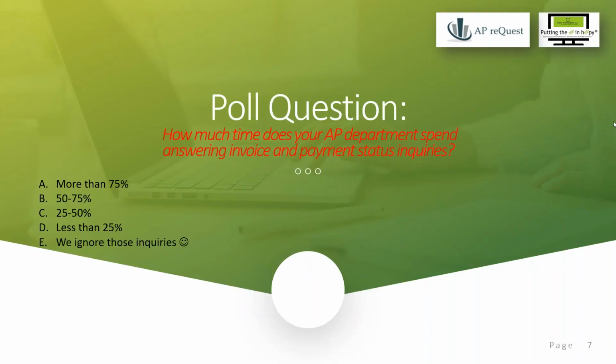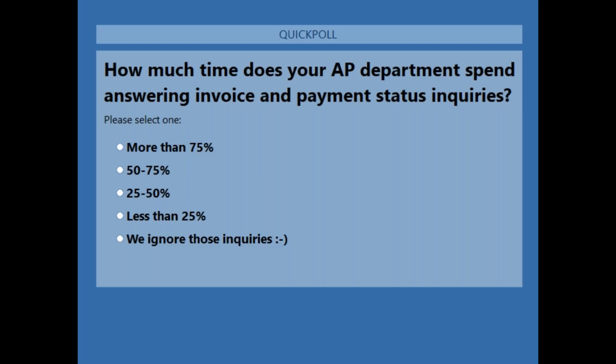So now, before we get into it, we're going to start with a poll. Let me launch that. Okay. And this is, how much time does your AP department spend on answering invoice and payment inquiries? More than 75%, 50 to 75%, 25 to 50%, less than 25%, or hopefully nobody answers this way, we ignore those inquiries.